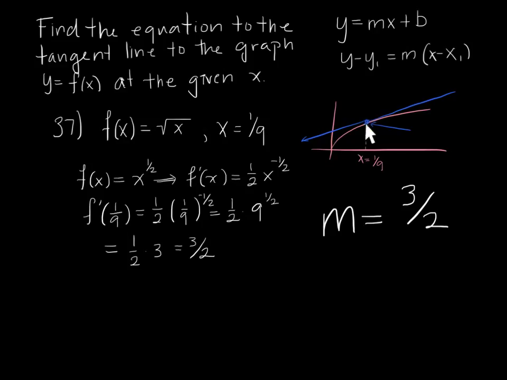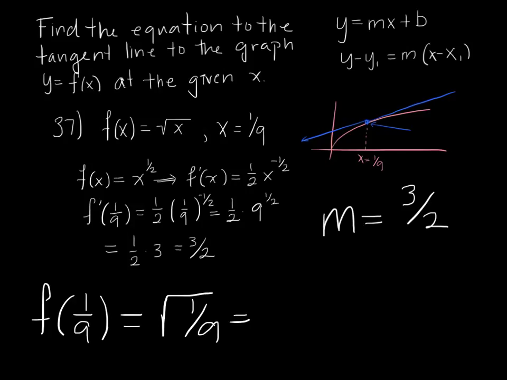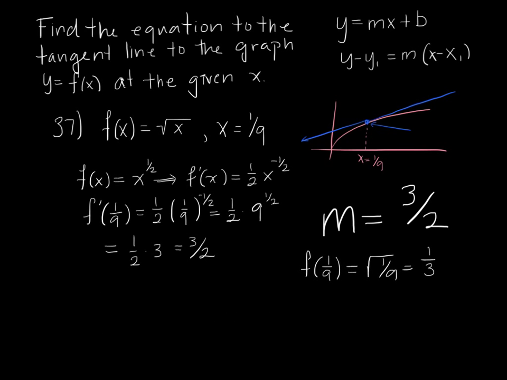So the y value that corresponds to this point here is what we get when we plug the value 1/9 into the function. So next we need to evaluate f of 1/9 to get the y value of the point on the line. And we're looking at the square root of 1/9, which equals 1/3. All right, so the point that we're going to use is the point (1/9, 1/3). This is the point on the line. Specifically, it's the point on the tangent line.